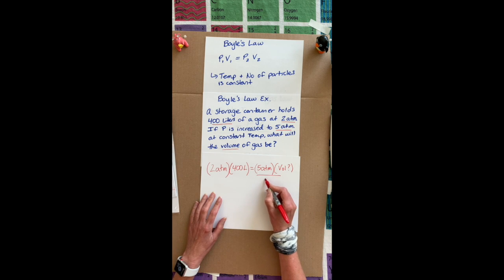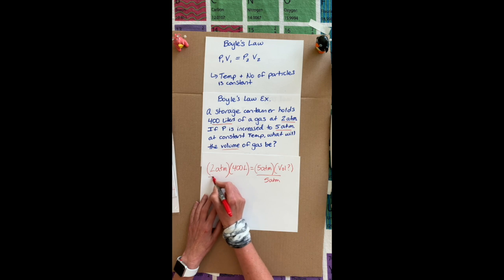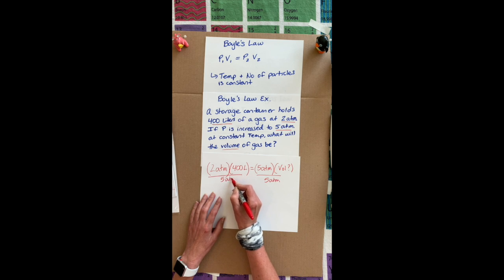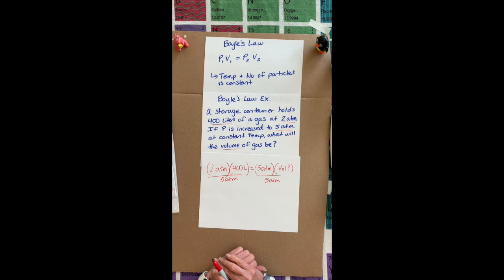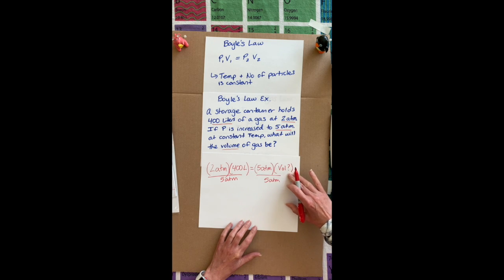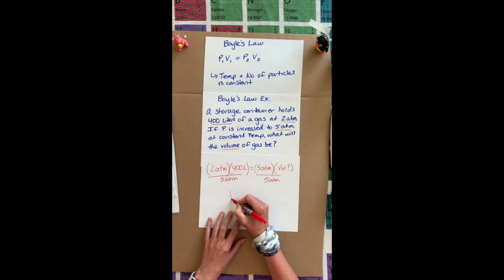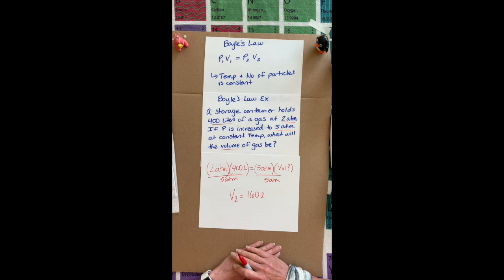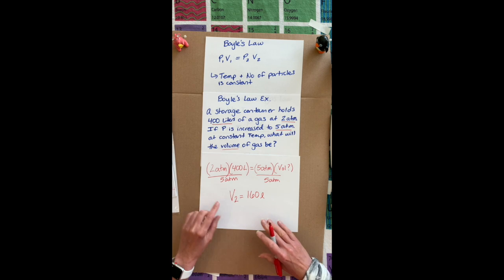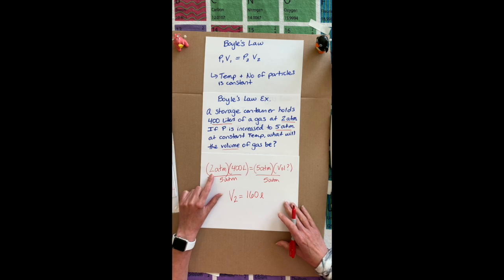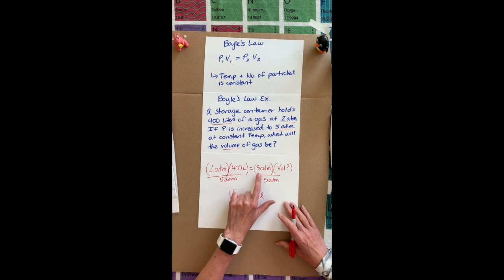So to isolate that, we're going to divide both sides by 5 atmospheres to isolate volume, and you're going to find that V2 equals 160 liters. And that should make sense, right? If we start at a lower pressure, we're going to have a greater volume. As we increase pressure, we're going to decrease that volume.